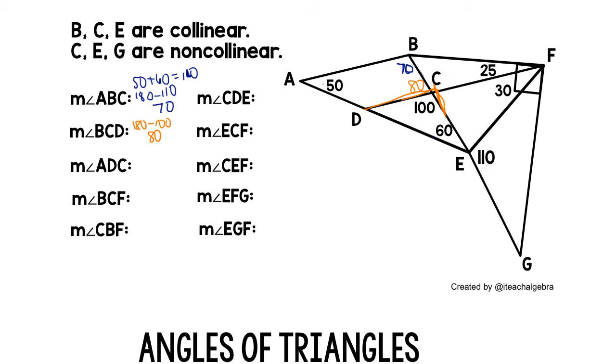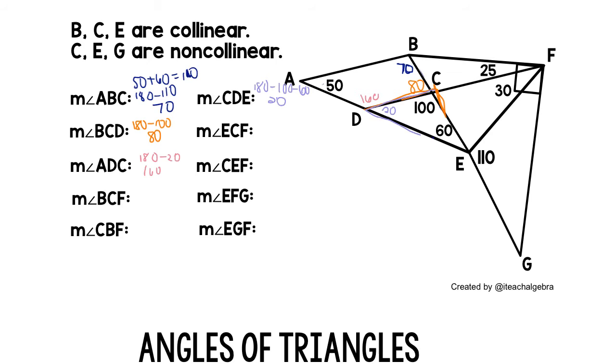I'm going to skip on over to angle CDE on the left because we know DCE is 100. So we know we're going to have 180 minus 100 minus 60 because CED is 60. So that's 180 minus 160. So that's 20. Now let's come back over to ADC because if CDE is 20, ADC is 180 minus 20 or 160.